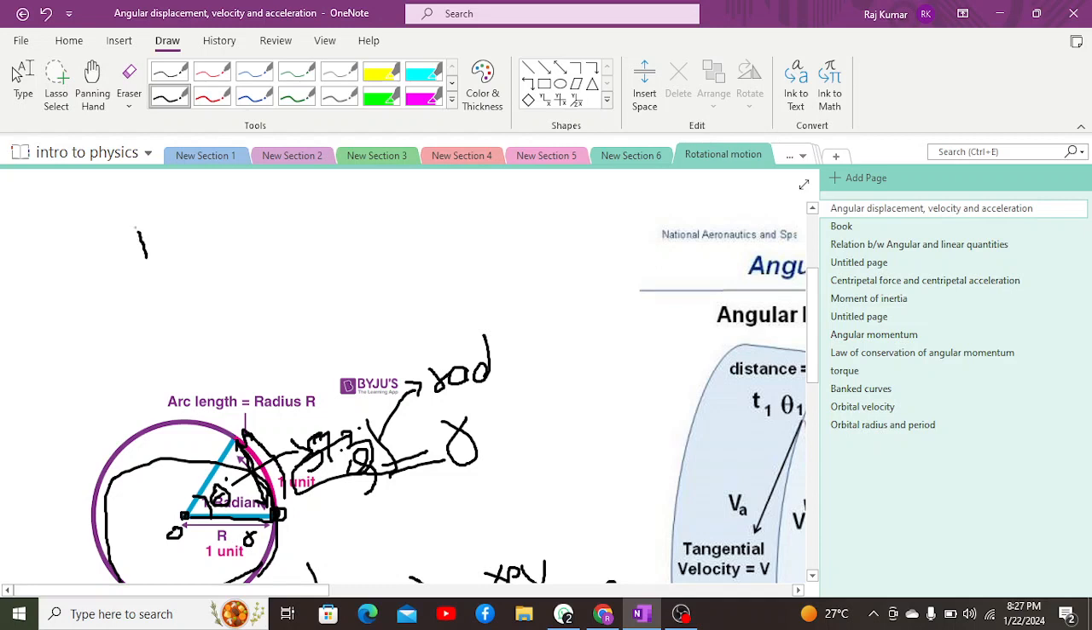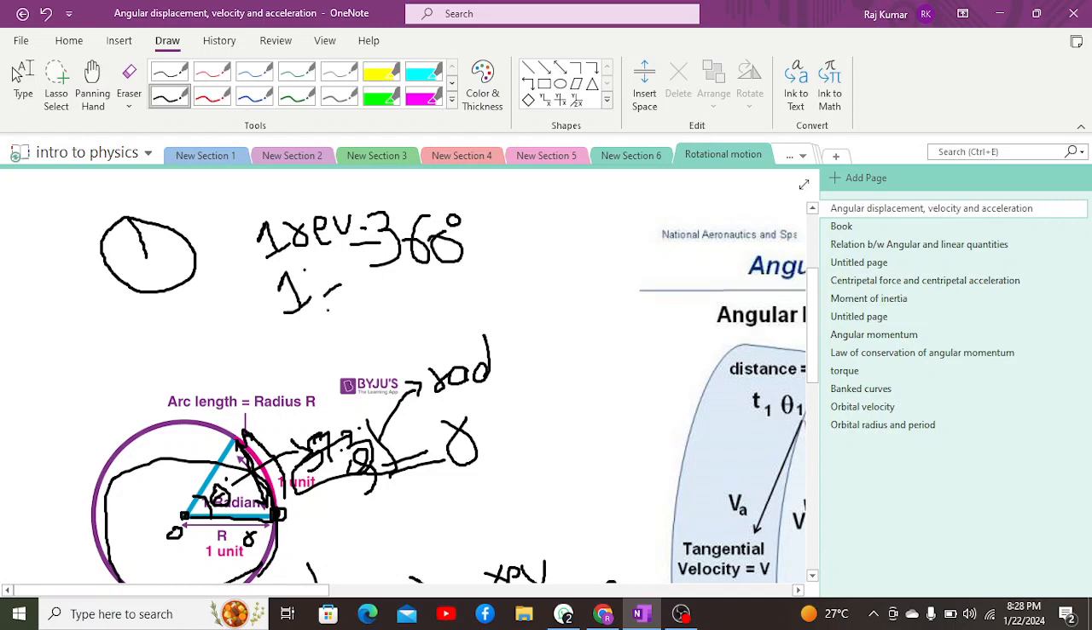When a circle completes one complete angle of 360 degrees, then it is known as one revolution. We can say that one revolution is equal to 360 degrees. Likewise, in order to find 1 degree, we can divide one revolution by 360, that is 1 upon 360, and whatever the answer would be, that would be equal to that much amount of revolution.